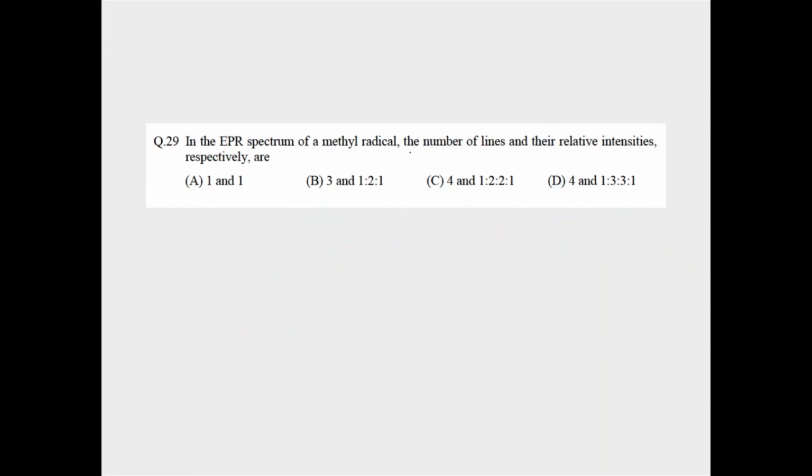So coming back to the question, in the EPR spectrum of a methyl radical, the number of lines is 4 and the relative intensity is 1:3:3:1. So among the given options, option D is the correct option for question number 29.